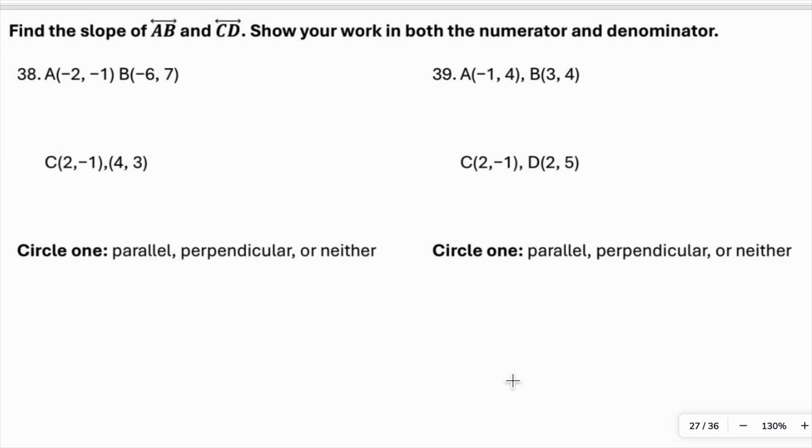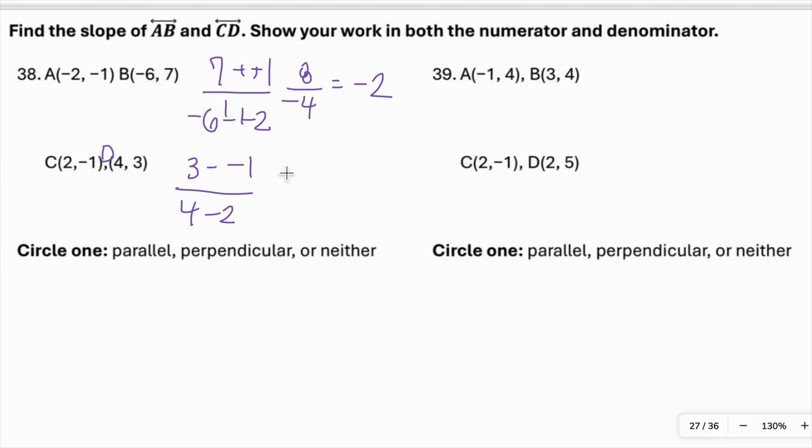Next, find the slope of AB and CD, and then show our work in both the numerator and denominator. Then are they parallel, perpendicular, or neither? So the slope for AB is going to be change in y. So 7 minus negative 1 over negative 6 minus negative 2, plus positive. So I'm going to get 8 over negative 4, or negative 2. And then C to D, missing letter D here, 3 minus negative 1 for my y's and 4 minus 2 for my x's. So it'll be 4 over 2, and I'm getting positive 2. So these are going to end up being neither because there's no parallel or perpendicular relationship.